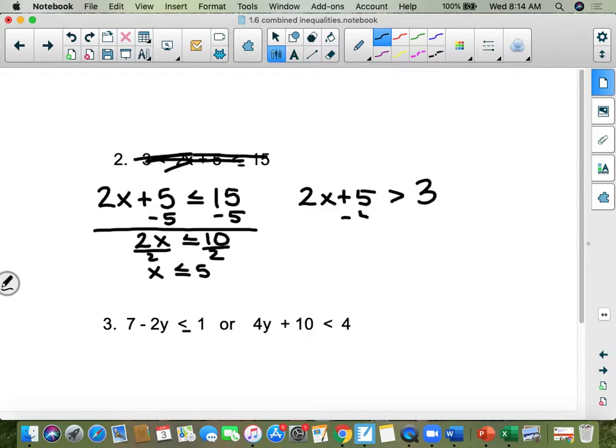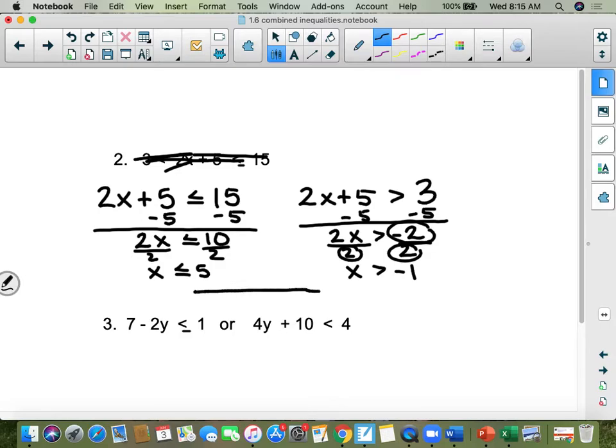You're gonna subtract 5 to both sides. You're gonna get 2x is greater than, 3 take away 5 is a negative 2. Divide both sides by 2. X is greater than. It doesn't matter that this is a negative number. It's what you're dividing by is a positive number. You do not switch the sign, so it's a -1. Now that I solve for it, I have to graph them.